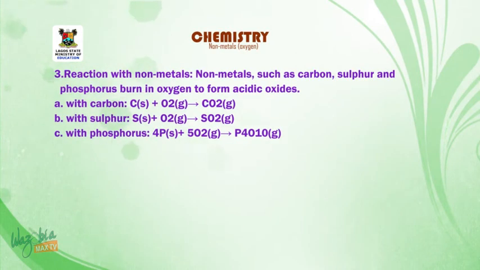Number 3, reaction of oxygen with nonmetals. Nonmetals such as carbon, sulfur and phosphorus burn in oxygen to form acidic oxides. In the first equation, carbon, a nonmetal, burns in oxygen to give carbon 4 oxide. In the second equation, sulfur, a nonmetal, burns in oxygen to give sulfur 4 oxide. And in the third equation, phosphorus, a nonmetal, burns in oxygen to give phosphorus 5 oxide.